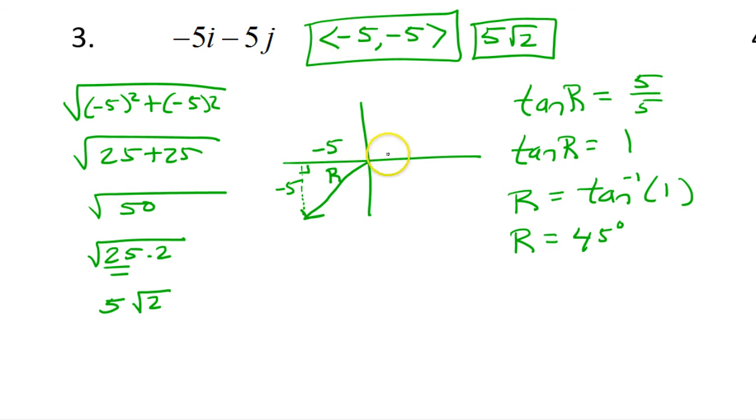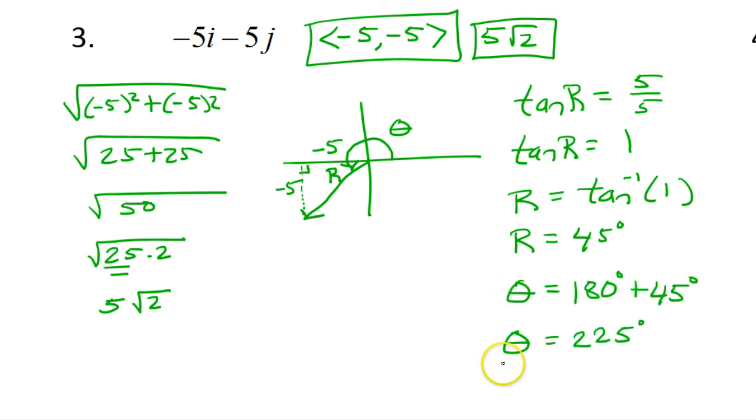Okay, but the actual direction angle has to be measured from the positive x-axis like this. So that's going to be 180 degrees plus 45 degrees, or in other words, 225 degrees. So that will be the direction for number 3.